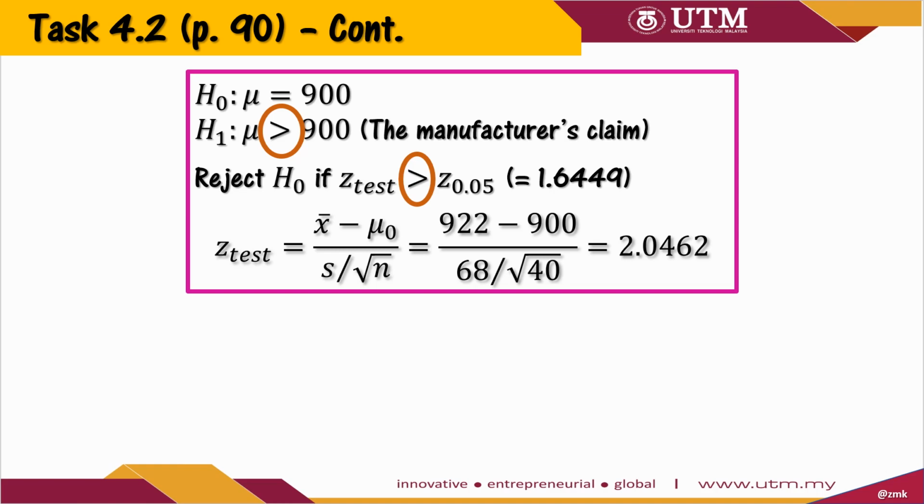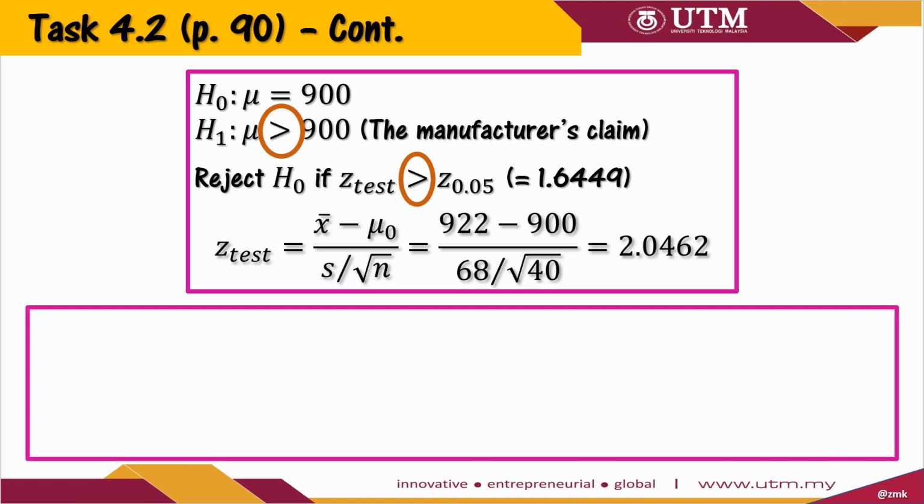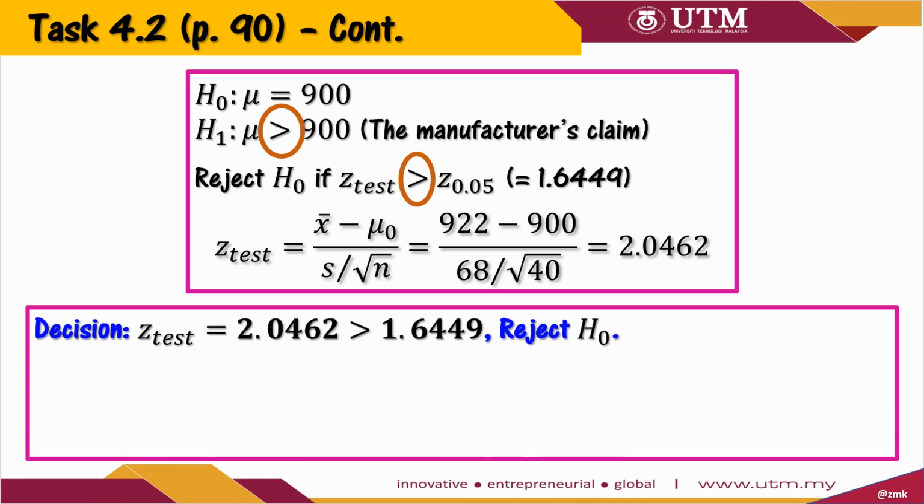Since z-test is obviously greater than 1.6449, which indicates that it falls in the critical region on the right, therefore, our decision is to reject the null hypothesis H0. Again, we cannot just stop here. What about the conclusion? Should we accept the manufacturer's claim? This is exactly the question that we have to answer.